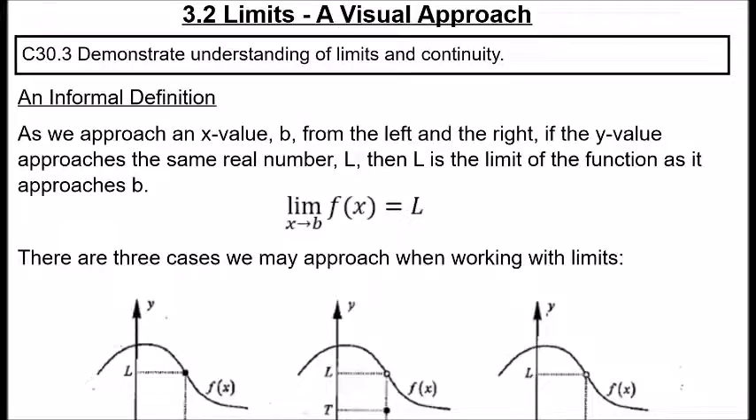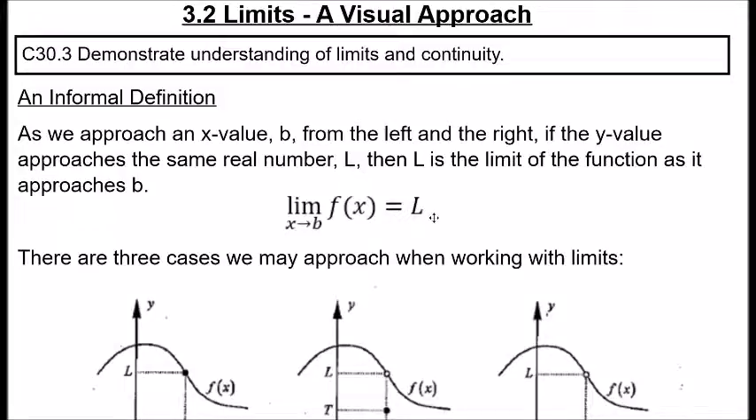3.2 Limits: a Visual Approach. We're going to start with an informal definition. As we approach an x value, let's give it a value of b, from the left and the right. If the y value approaches the same real number L, then L is considered to be the limit of the function as it approaches b. The way we write this is: the limit as x approaches b of f of x is equal to L.